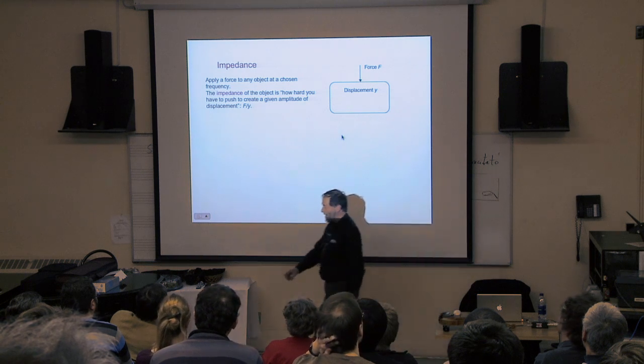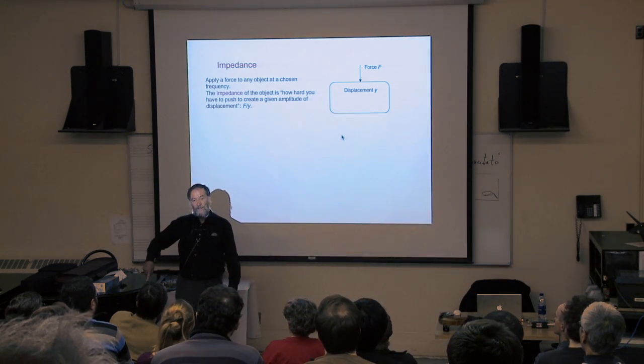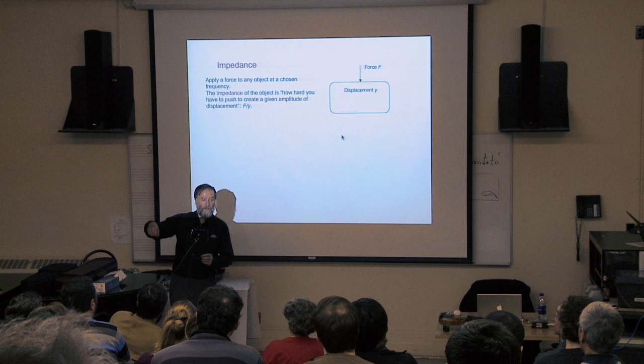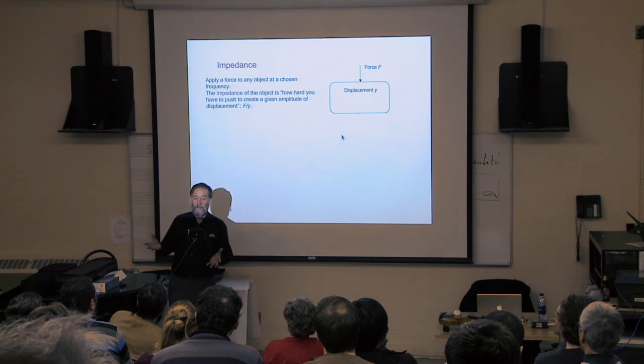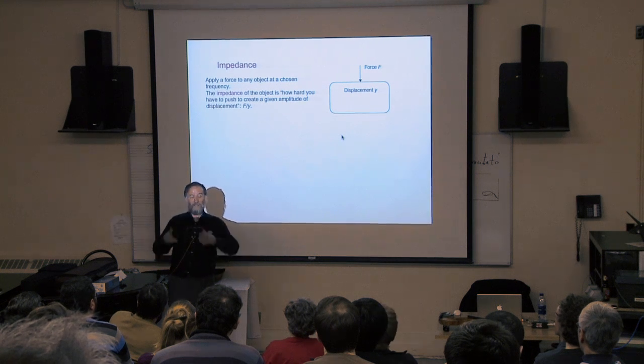And all that means is that we have this lid here. I decide I'm going to make it vibrate at this point here. I get hold of it here. I am going to force it to vibrate at some frequency that I choose with a certain amplitude, 1 millimeter, shall we say. How hard do I have to press? That's the impedance.